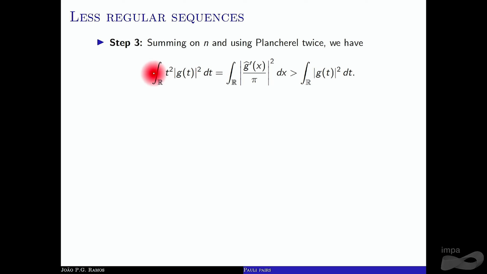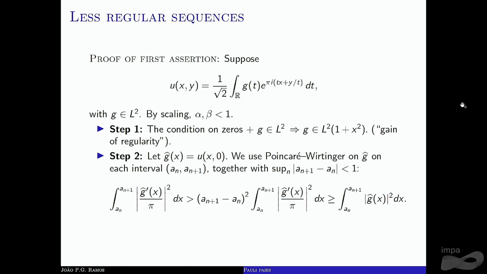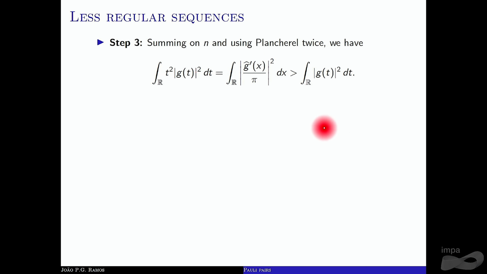So by Poincaré, with my normalization of the Fourier transform, I get that this left-hand side equals this, which by the previous slide, if I sum it up, I get exactly by Poincaré this thing. So I got this inequality that the integral of t squared g of t squared is greater than the integral of g of t squared, right?